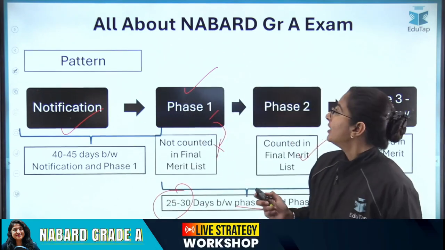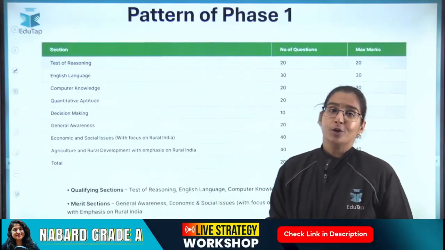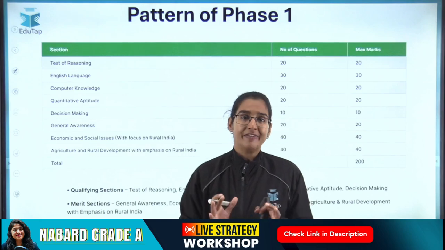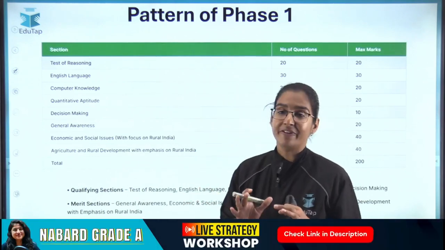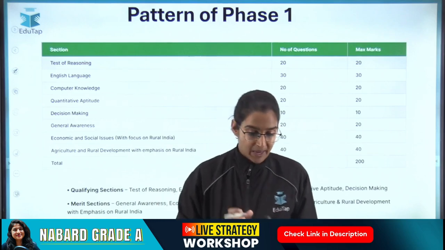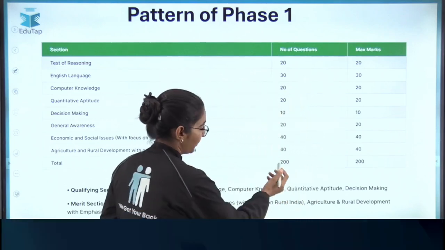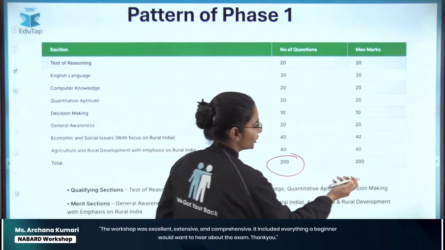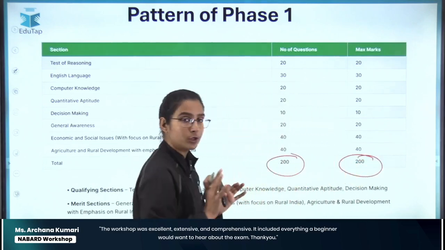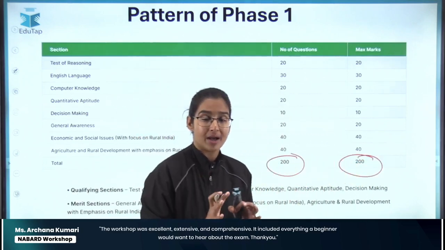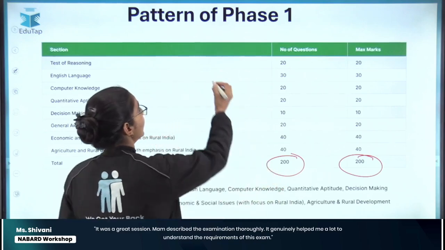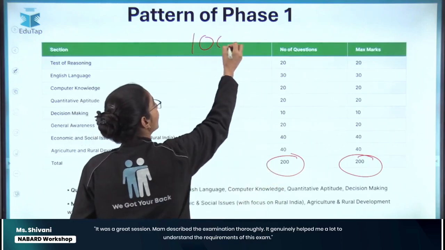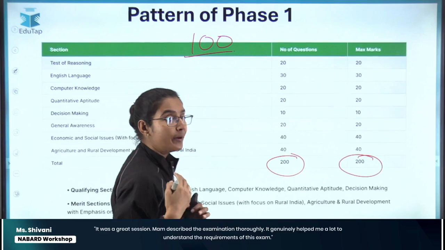Okay, chaliye. Now let me tell you what is going to be the pattern of phase 1. ठीक है, phase 1 का pattern क्या होगा, कौन-कौन से sections होंगे. So basically students, in the phase 1 examination, in the paper you are going to see 200 questions worth 200 marks. This is going to be the pattern, number of questions and number of marks. But the merit list of phase 1 is calculated out of 100 marks only, right?